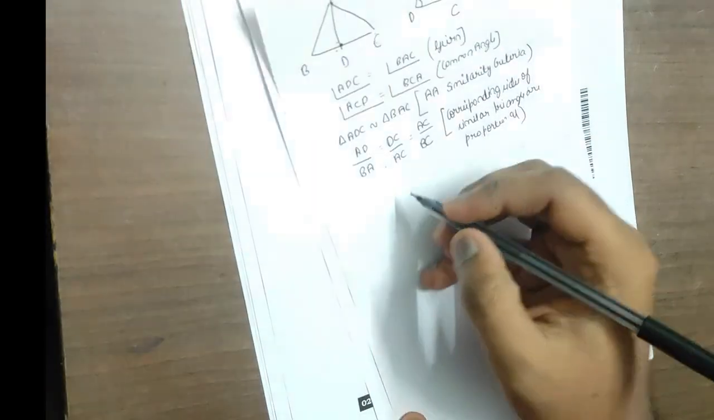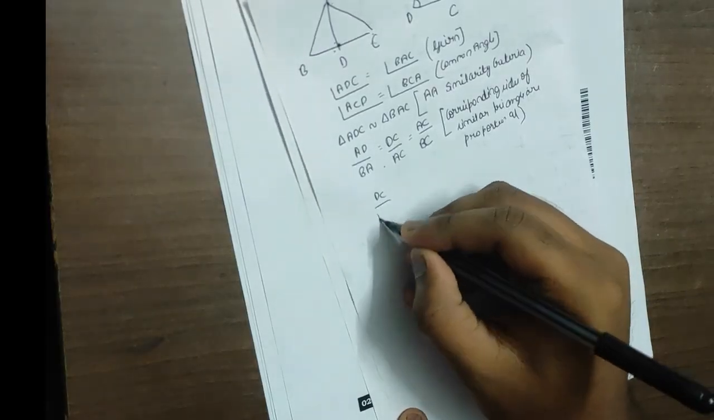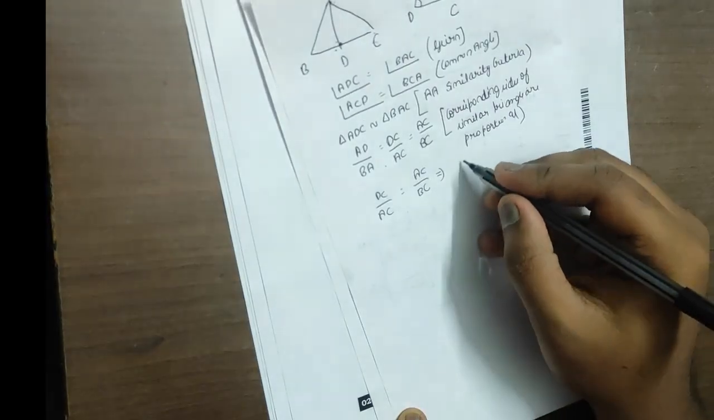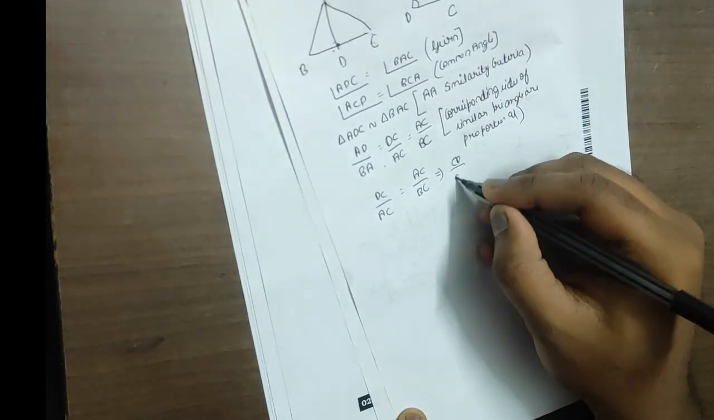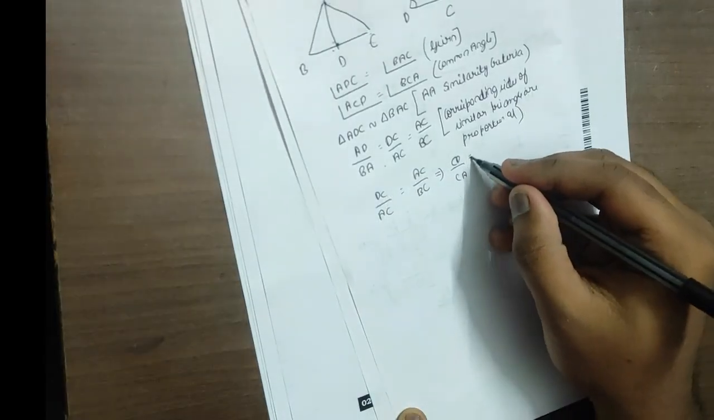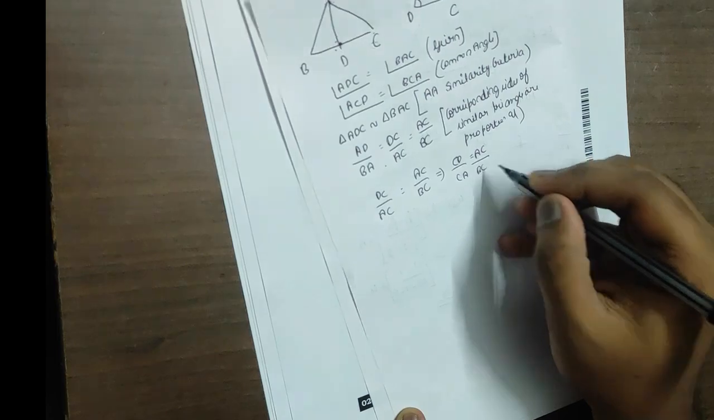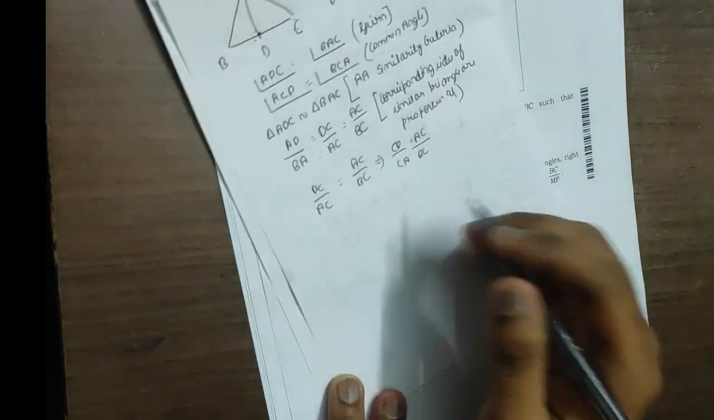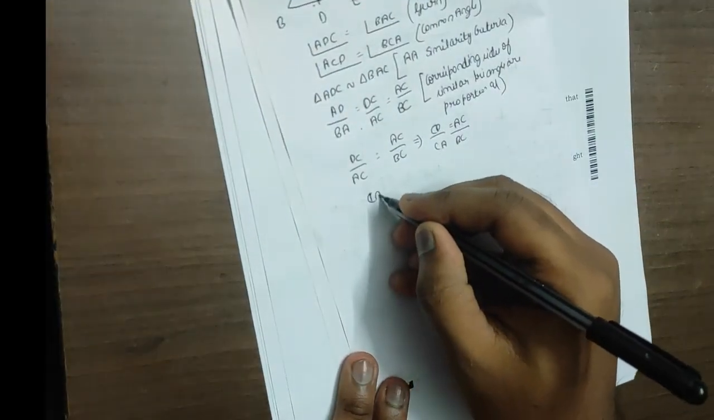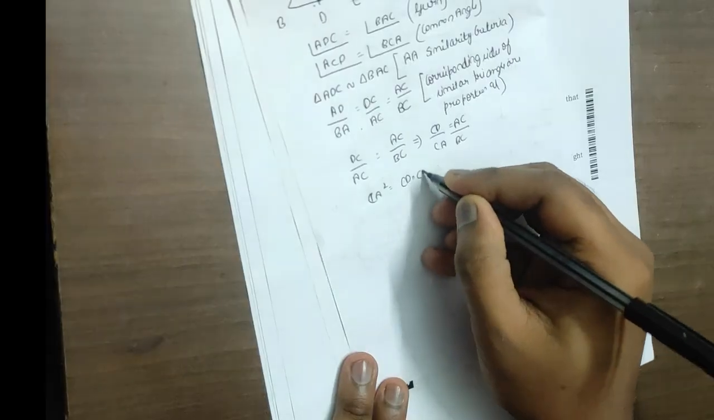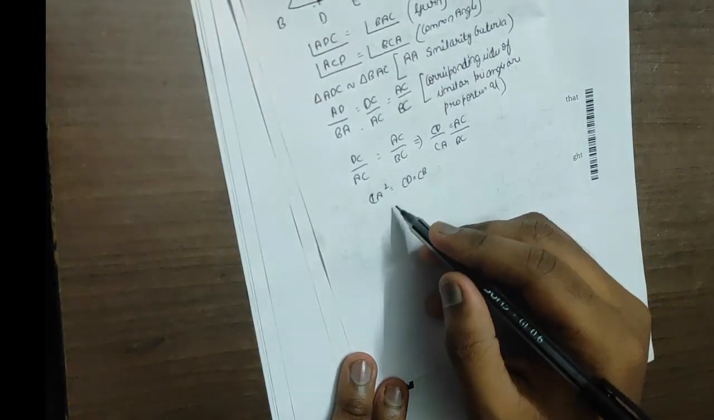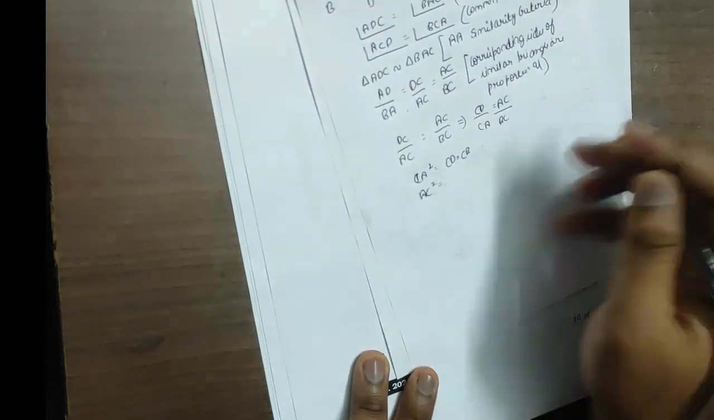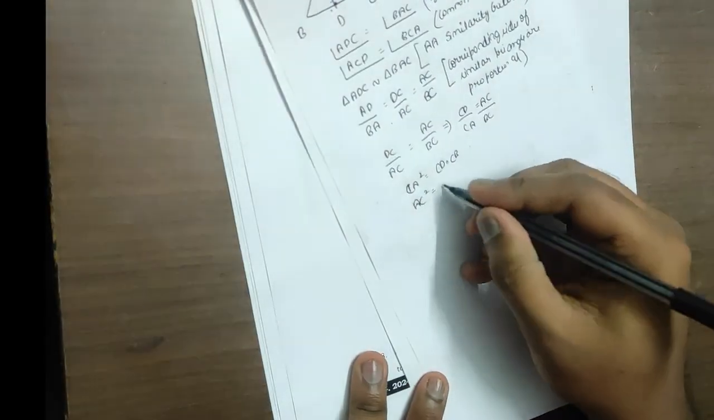Now by this we can observe that DC by AC is equal to AC by BC. That is proportional, as CD by CA, I just interchange the sides, is equal to AC by BC. Now multiply this. CA is equal to AC, so CA square is equal to CD into CB. Now as it is required by the question, we will write AC square is equal to BC into CD.